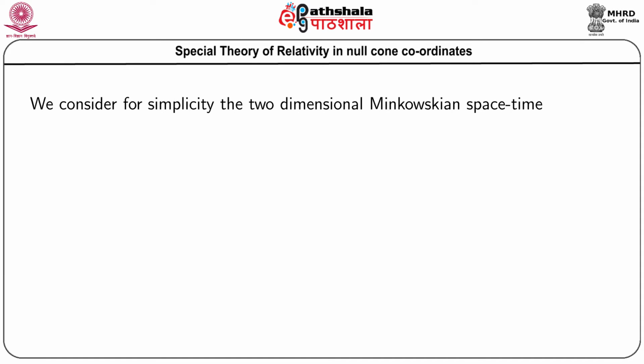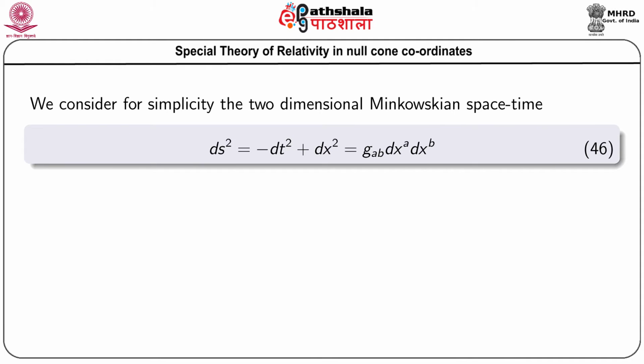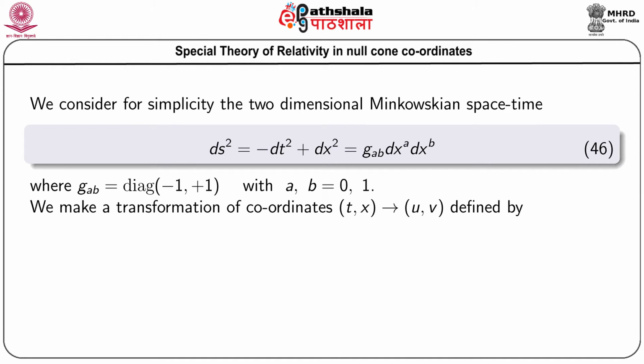Now, in the special theory of relativity, we have null cone coordinates. Here we consider, for simplicity, the two-dimensional Minkowskian space-time ds² equals -dt² plus dx², and we can express this as g_AB dx^A dx^B, where g_AB is diag(-1, 1) with A, B running from 0 and 1. So, we have only two coordinates, t and x.